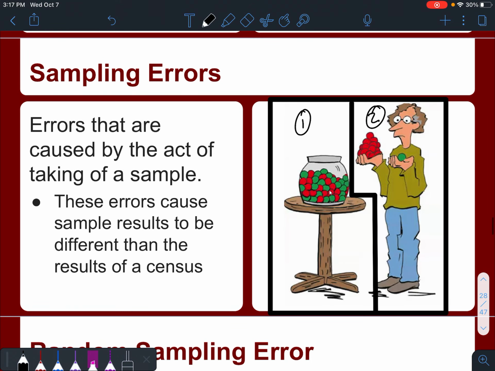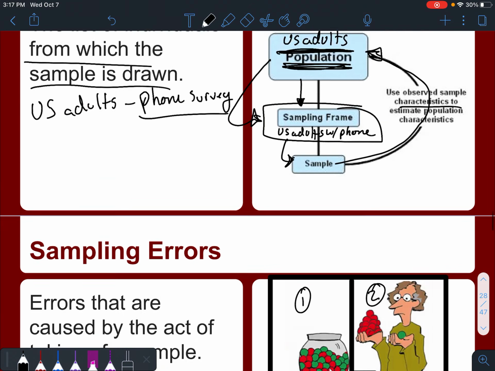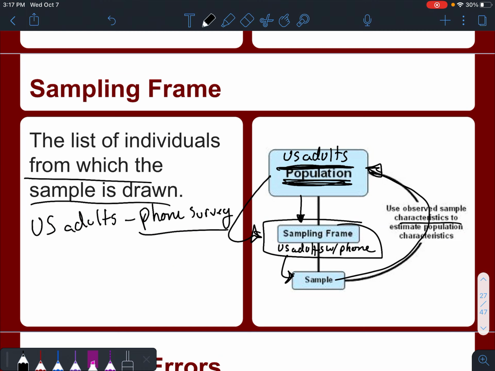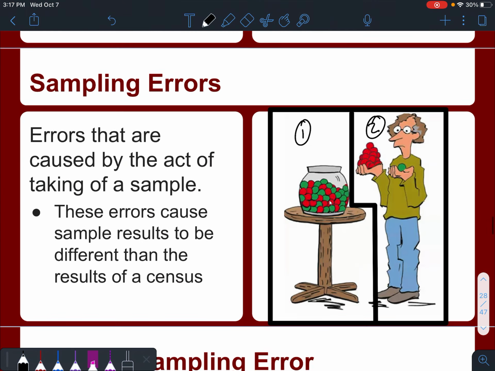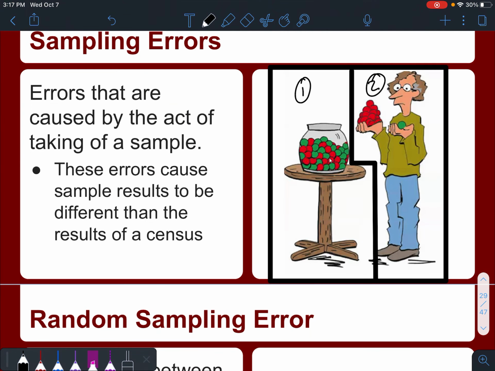Sampling errors can occur. These are errors caused by the act of taking a sample, and this would be a situation where, with our sampling frame, we're going to leave some people out. These errors cause the sample results to be different than the results of a census. So this is going to lead to some of those numbers being a little bit different.